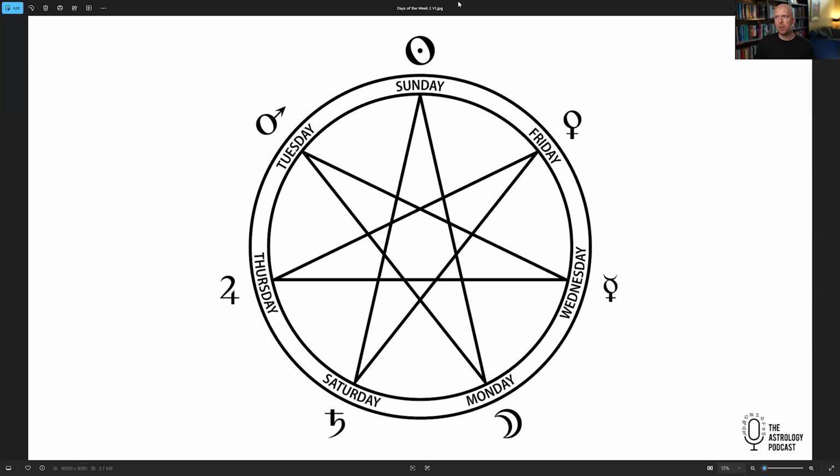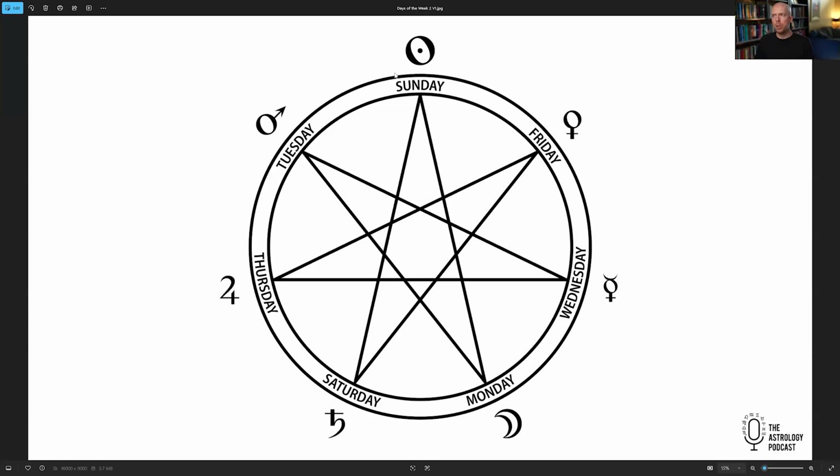So for example, here's a standard diagram that shows the planetary days of the week and the days that are associated with certain planets. And it creates this heptagram, or this seven-pointed star, for each of the planets. So basically one of the ways that you can do it is you can start with, let's say, Sunday up at the top of the diagram.